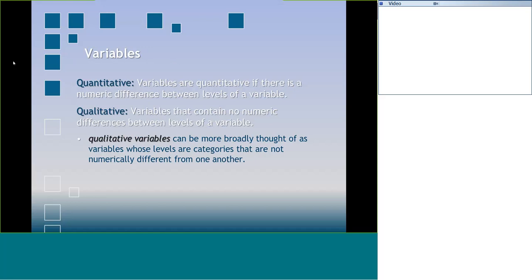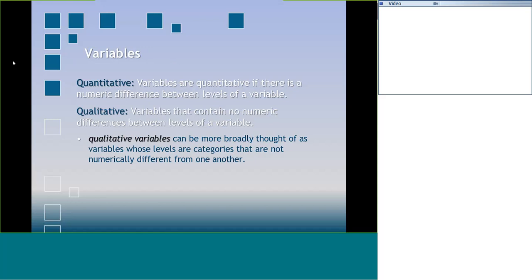Variables may be broadly categorized as being either quantitative or qualitative. Quantitative variables are probably what you think of when you picture data. Variables are quantitative if there is a numeric difference between levels of a variable. For example, going back to the age topic from just a minute ago, the first patient is younger than the second patient because there's a numerical difference between the ages of 35 and 60.